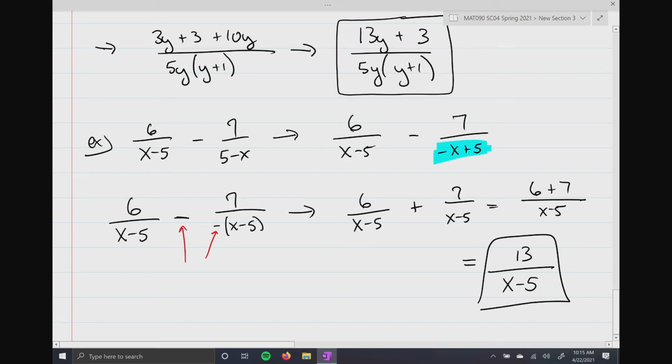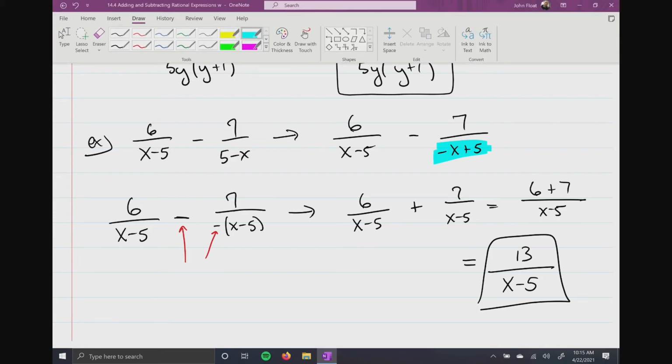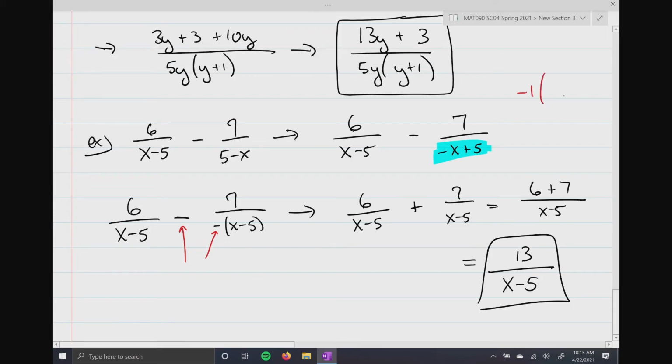So I want to factor a negative out. Okay? When I factor out a negative, all I do is change the signs of the terms that I originally had. So since the x was negative, it's now positive. Since the 5 was positive, it is now negative. Oh, okay. Does that make sense?